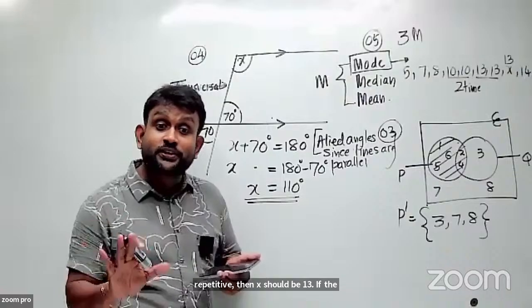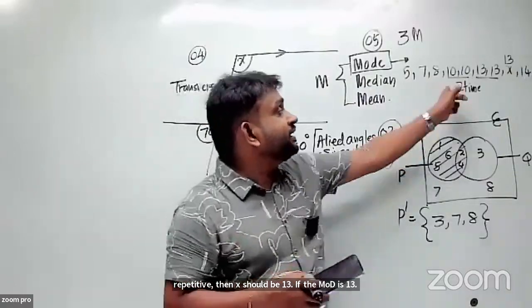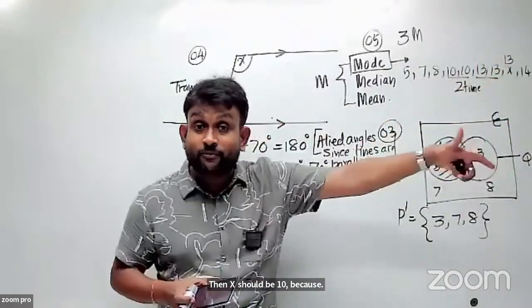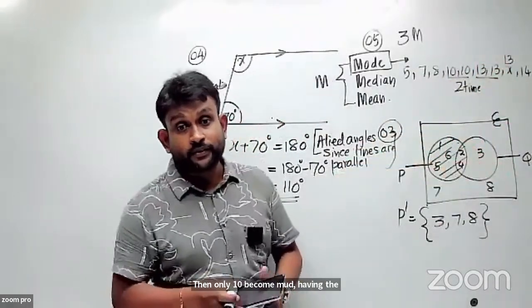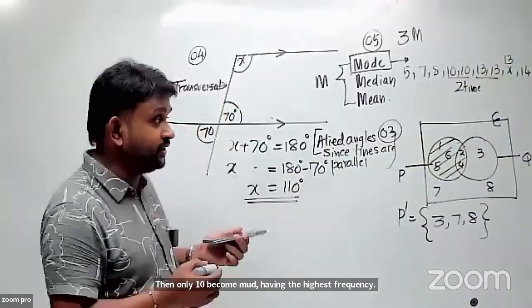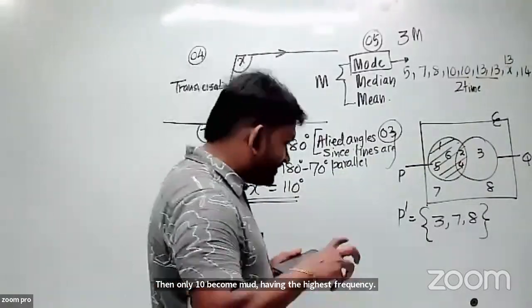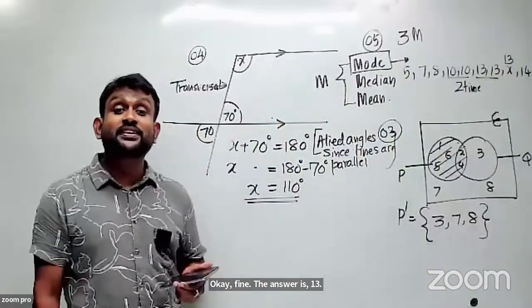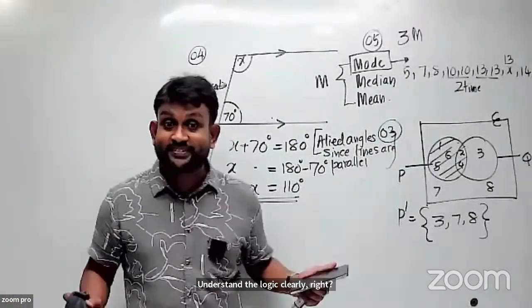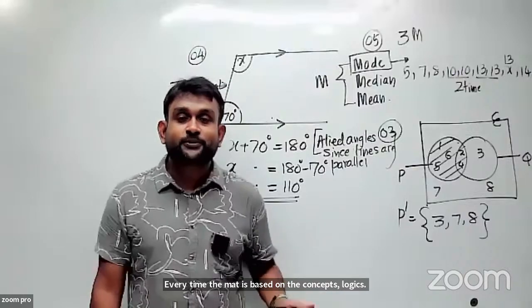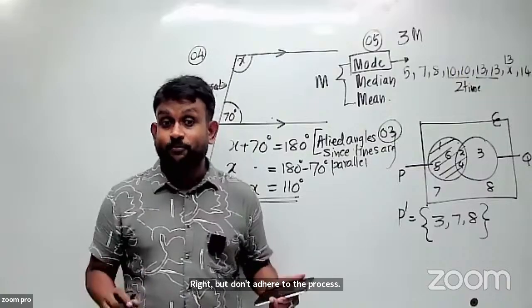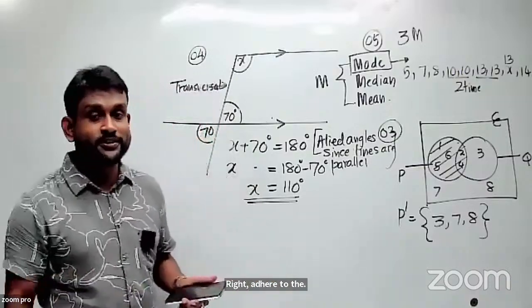Understood? If they mention that mod is 10, then X should be 10, because then only 10 becomes the mod having the highest frequency. Okay, fine. The answer is 13. Understand the logic clearly. Every time, maths is based on concepts and logic. Don't adhere to the process, adhere to the concepts and logic. Then you can do any questions.